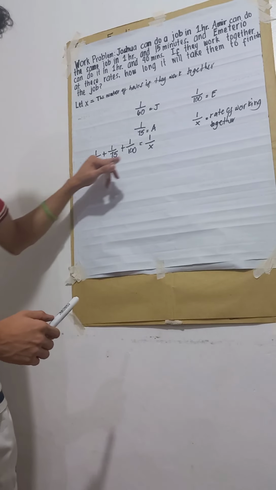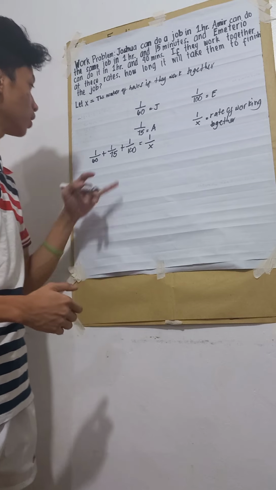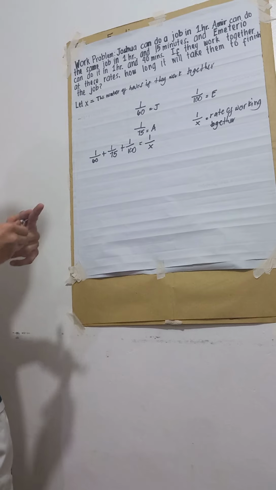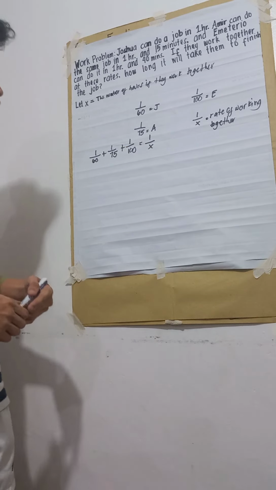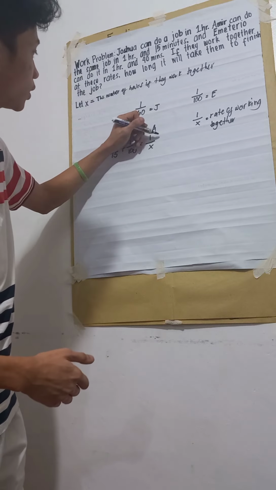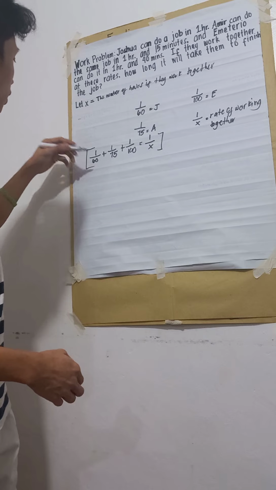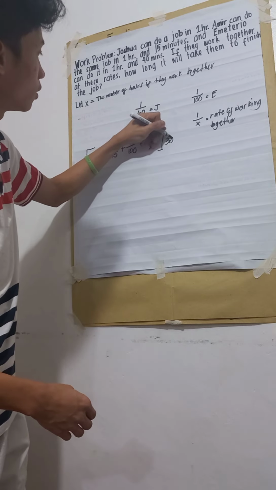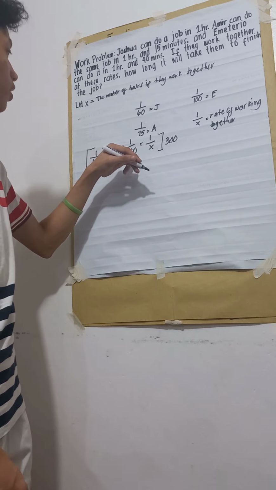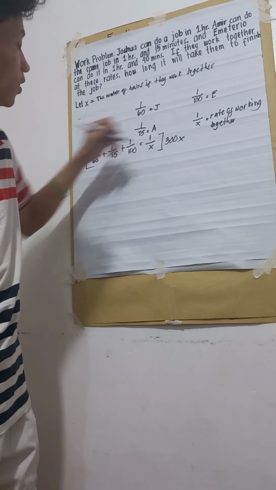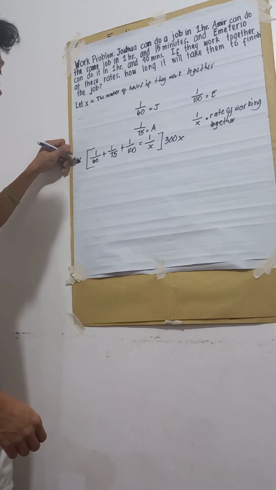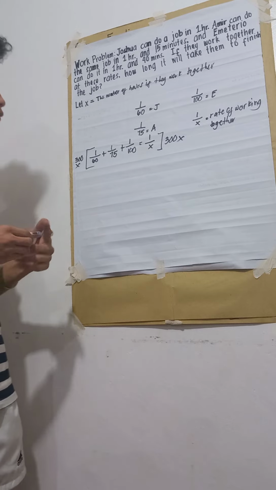To remove the denominator, we're going to multiply both sides by the LCD of these denominators. For the 4 denominators, the LCD is 300x, because you can divide 300 by 60, 75, 100, and also x. So we're going to multiply both sides.